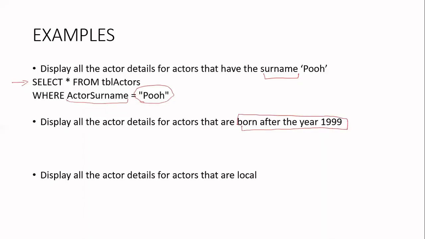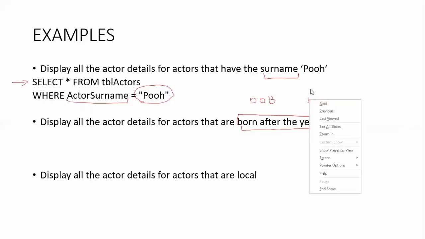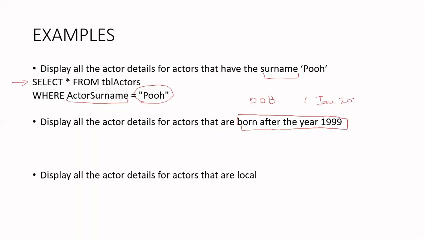In the next example, display all the actor details that were born after the year 1999. So immediately the field that we are querying is the date of birth. So we want the actor details who were born after 1999. So if you were born after 1999, it means it starts on the 1st of January 2000. So we want all the actor dates from the 1st of January 2000 onwards.